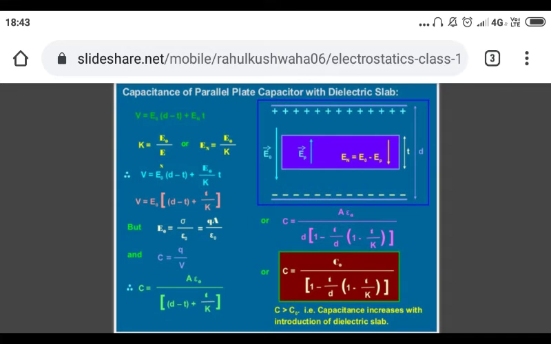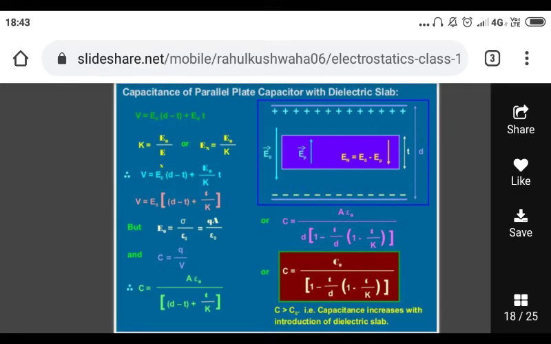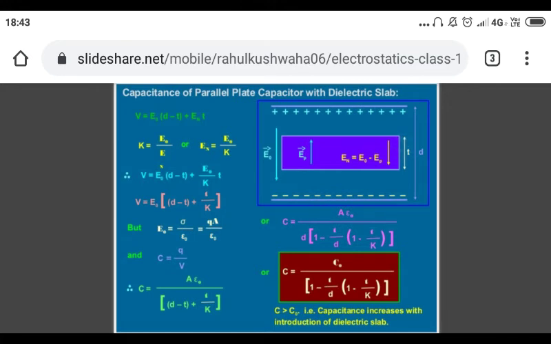here on the right hand side there is a capacitor with two plates, one positive and one negative, which are distance d apart, and there is a dielectric, an insulating material, kept of thickness t. And let's say the external electric field applied across the plates is E.